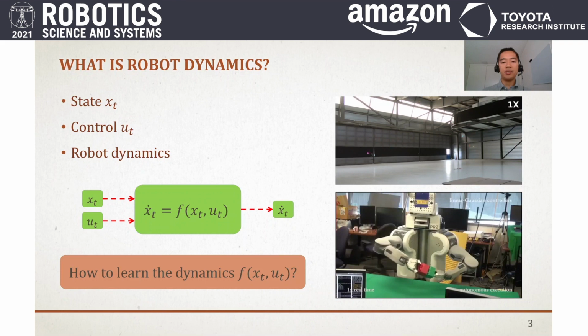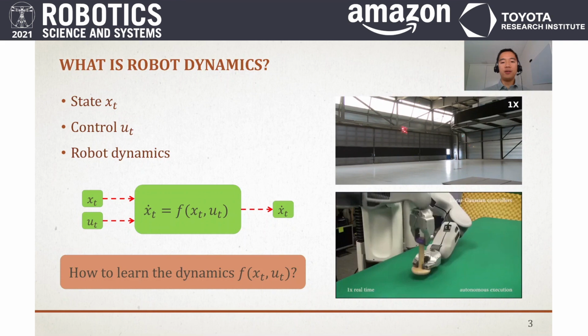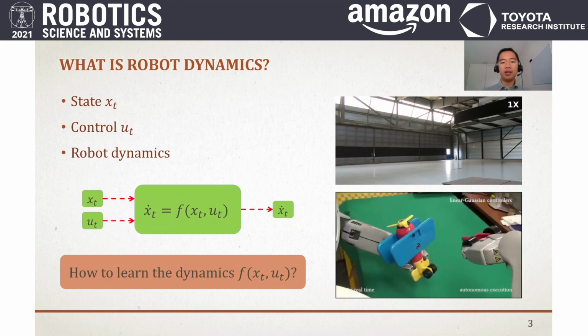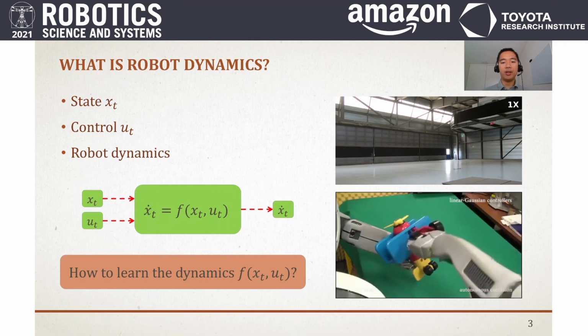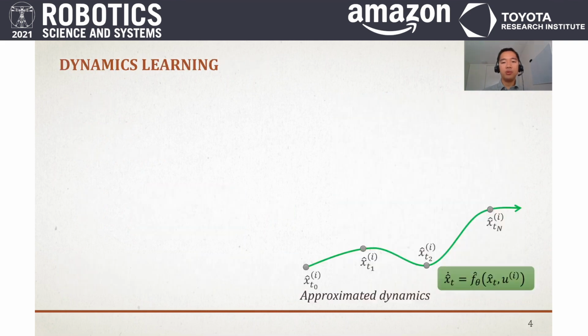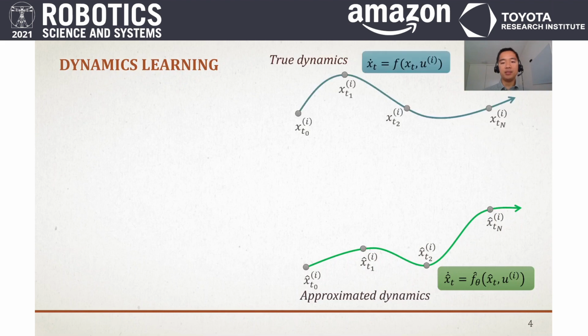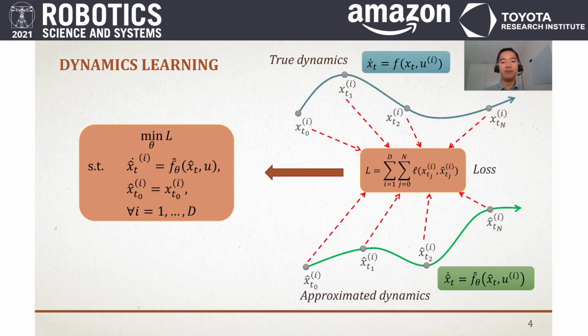It's defined as a function f of the robot state xt and the control ut that governs the time evolution of the state. The question we care about in dynamics learning is how to learn the dynamics from data. To answer this question, we want to find approximated dynamics f hat with parameter theta that minimizes the loss function with the training data from the true dynamics.